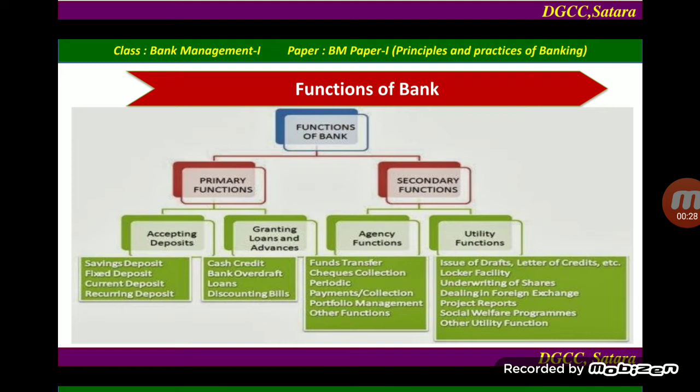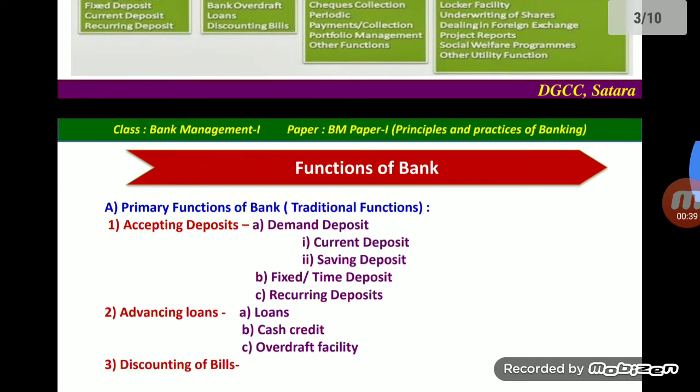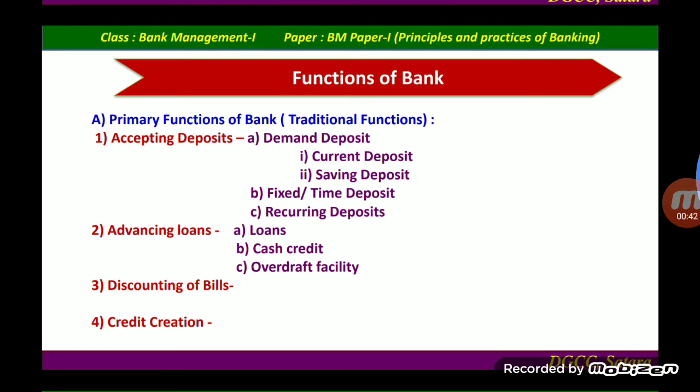Primary functions means the reason for which bank evolved in the world. The very basic functions are called primary functions. In the primary functions we have discussed till date, first, accepting deposit. It was the basic function. Demand deposit: under demand deposit there are two basic types, current deposit and saving deposit. Second is fixed deposit or time deposit. Third is recurring deposit.